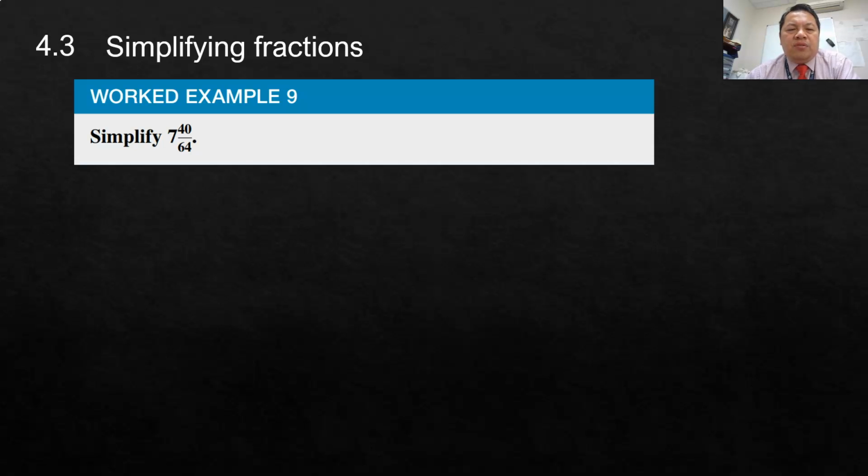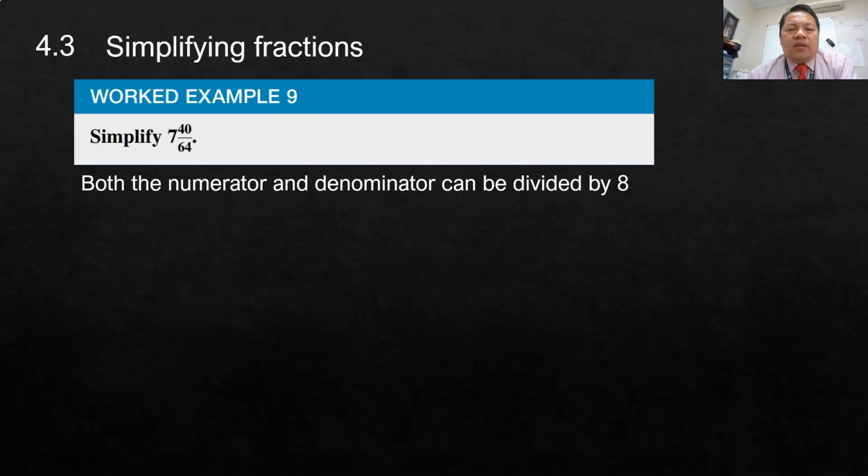Okay, what about a mixed fraction when it's not in the simplest form? So using the same skill again. As you can see, 40 and 64 both can be divided by 8. So that's why I will divide both numbers by 8. That's how I get 40 divided by 8, I get 5. 64 divided by 8, I get 8. So the simplified answer for this fraction is 7 whole and 5/8.